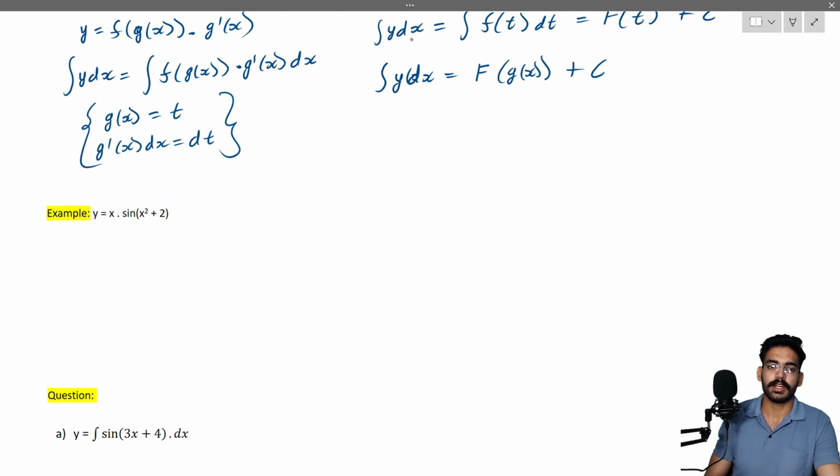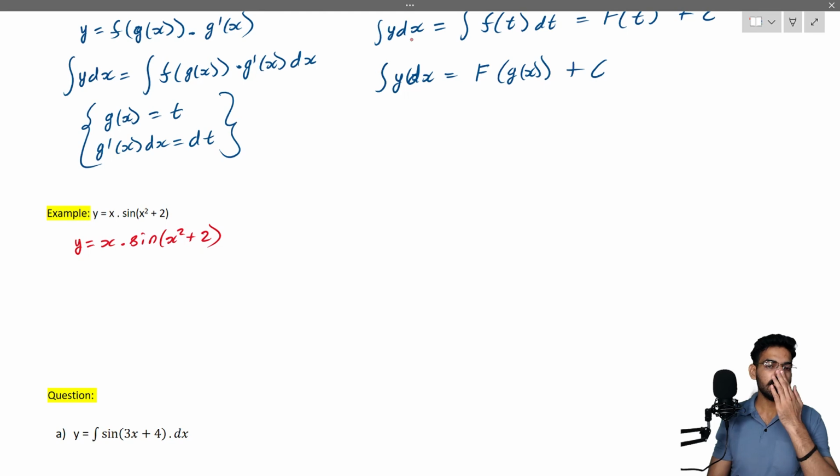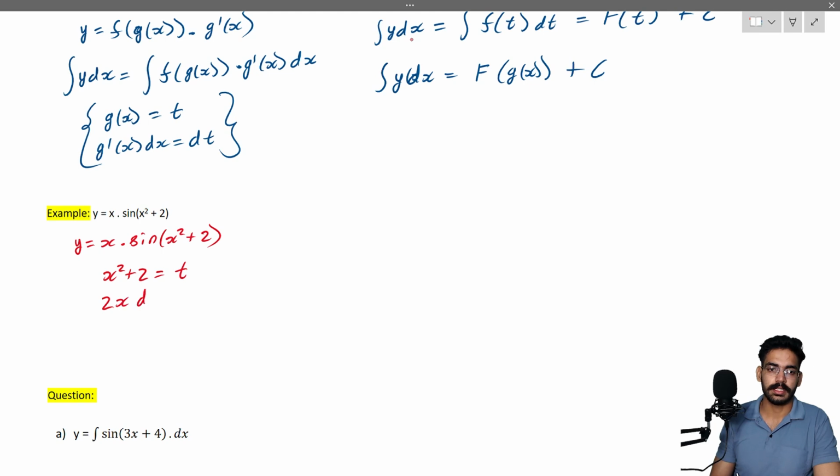Okay, so what I will do, I have y equal to x into sine of x square plus 2. Now I will put x square plus 2 as t. This is my substitution. So what I got, 2x dx equal to dt. Now let's do the integration.